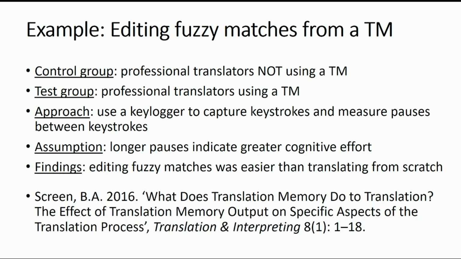And the technique was to capture the keystrokes using a keylogger and to measure the pauses between keystrokes. Again, the assumption here put forward by the researchers was that a longer pause would indicate somehow that there was a greater mental processing going on. And the basic findings from this research were that editing a fuzzy match is indeed easier than translating from scratch. So these translators found that it helped them to have something to go on and adapt that rather than coming up with a completely original translation themselves.